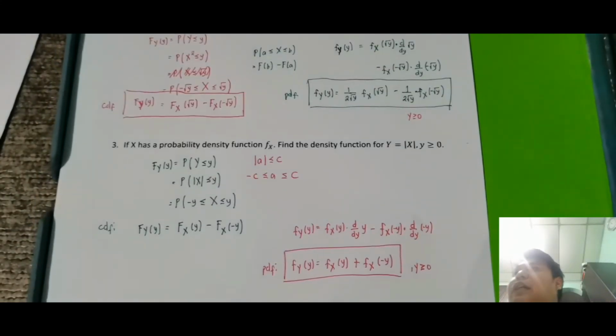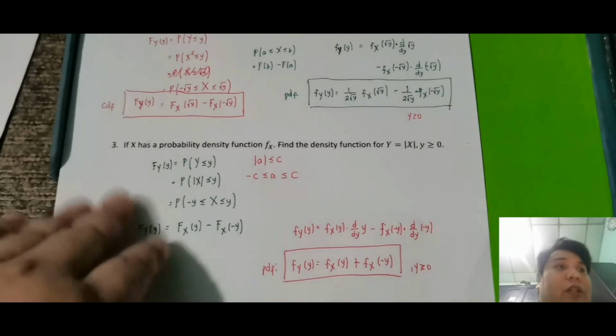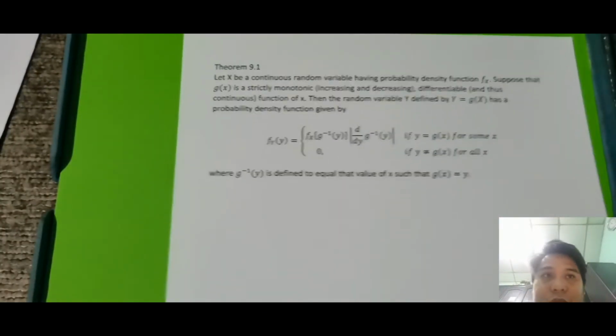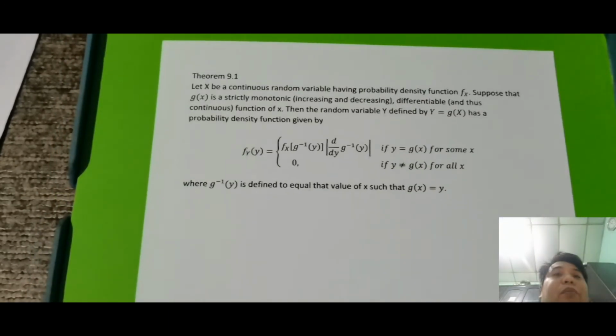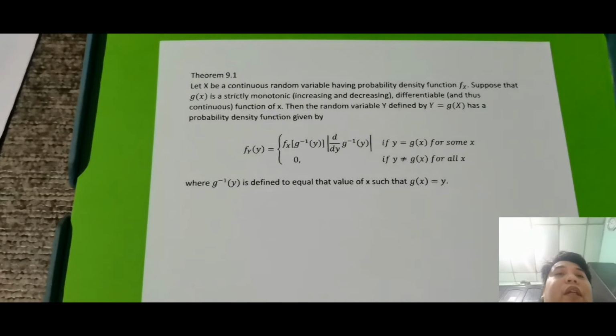Okay, so now, doon tayo sa last part, doon sa theorem. So para mapadali yung ating ginagawa. So let's have theorem 9.1. So, theorem 9.1. Let x be a continuous random variable having a probability density function of f sub x. So, suppose that g of x is strictly monotonic, increasing or decreasing. So, again, pag sinabing monotonic, a function that is strictly increasing or decreasing. So, ibig sabihin yung graph it's either paangat or pababa. Something na ganun. So, si parabola or si something si x squared, that is not a monotonic function.